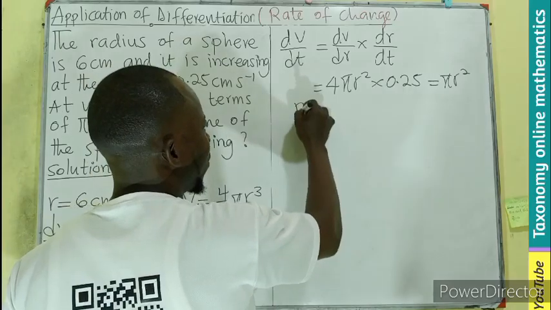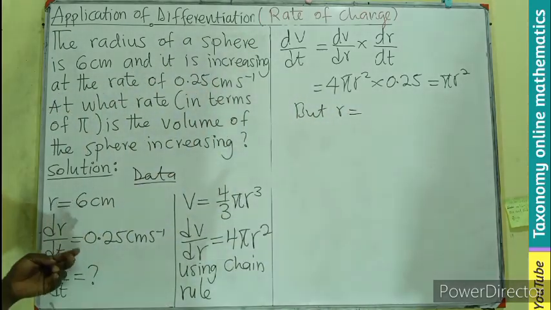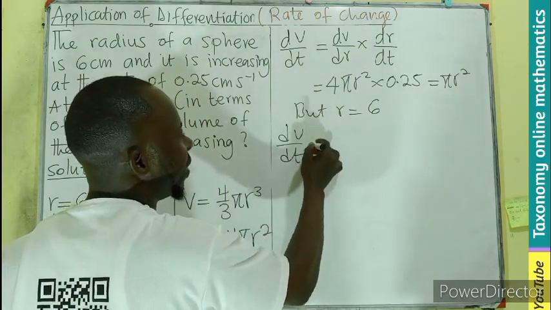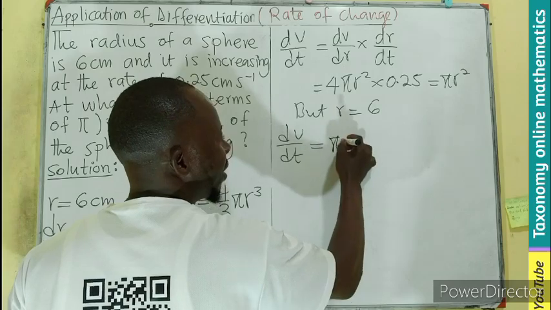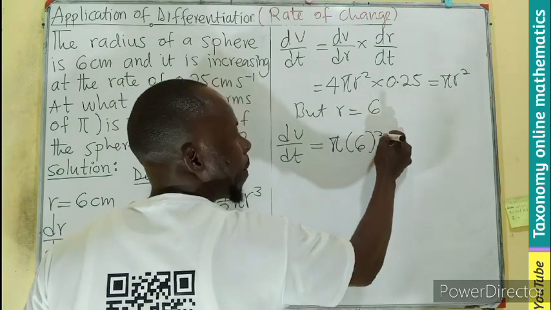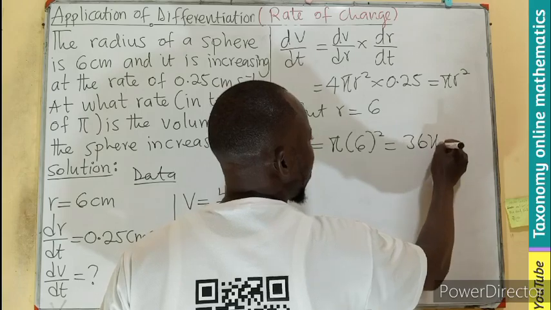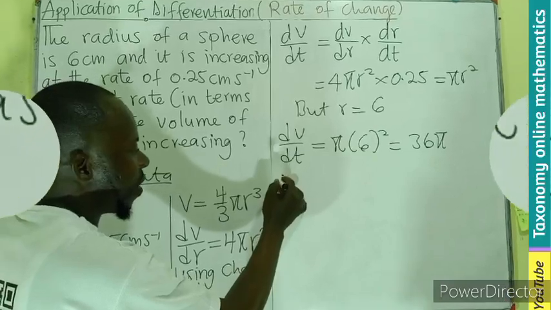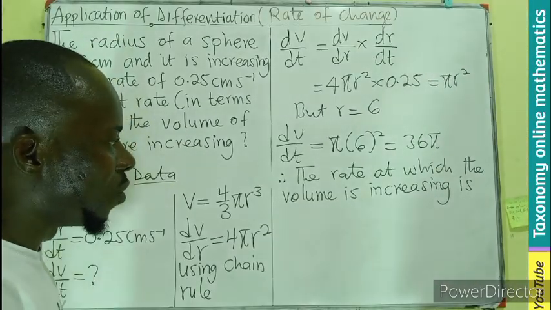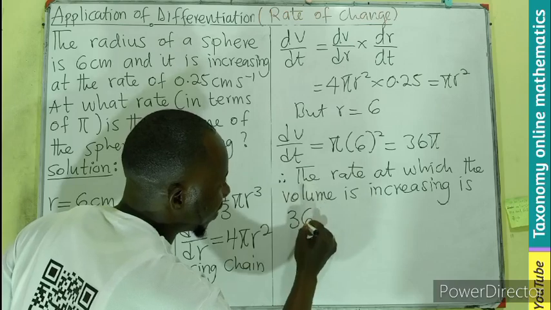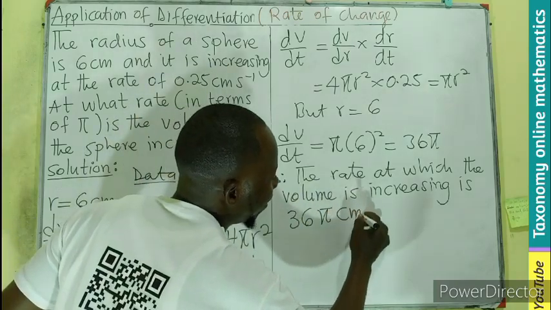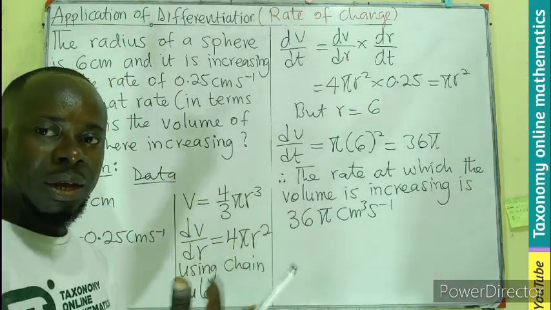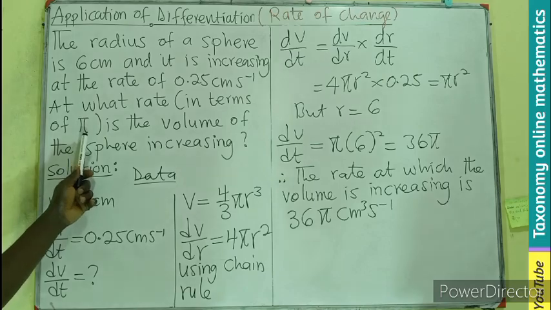So we can say that our r has been given to us in the beginning as 6. Therefore, your dV/dt will be equal to pi times r squared, which will give you 36 pi. So we are looking for the rate at which the volume is increasing, which is going to be 36 pi centimeters cubed per second. That will be the final answer. If you multiply by the pi, you'll be able to get the final volume, but we are asked to leave it in terms of pi.